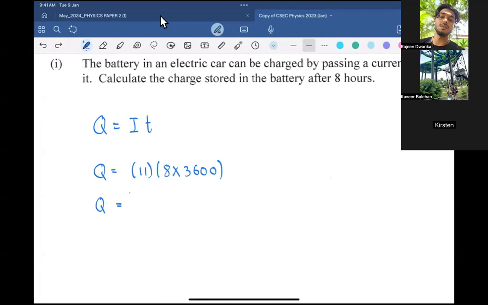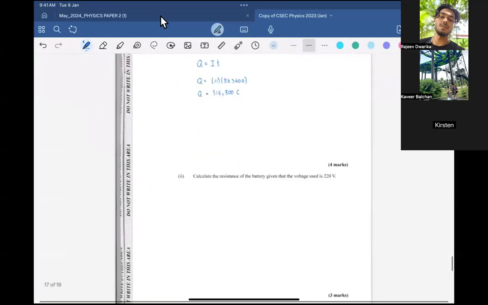Come on, again. 316,800. 316,800. And where are the units? Coulombs. Coulombs, C. Nice.